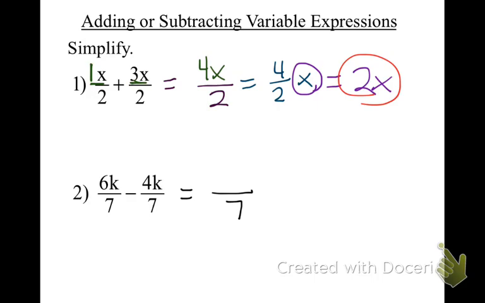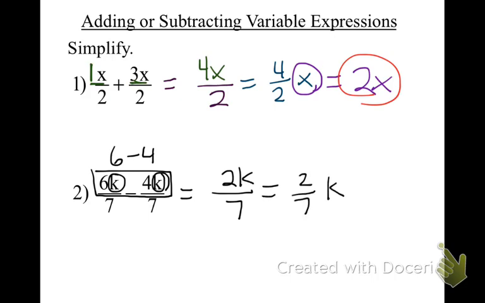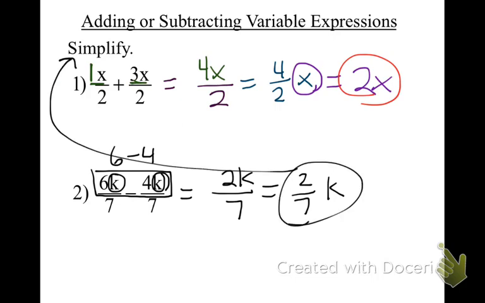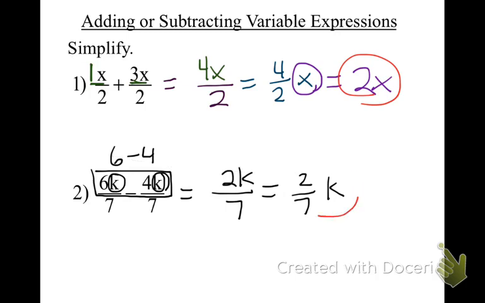Let's take a look. I'm doing 6x minus 4x. Basically, this is 6 minus 4. What's 6 minus 4? 2. Don't forget, I have those variables, so it has to follow along. Now I can rewrite this as 2/7 k. Now my question to you, is this simplified? Yes, it is. Since it's simplified, this is going to be my answer.